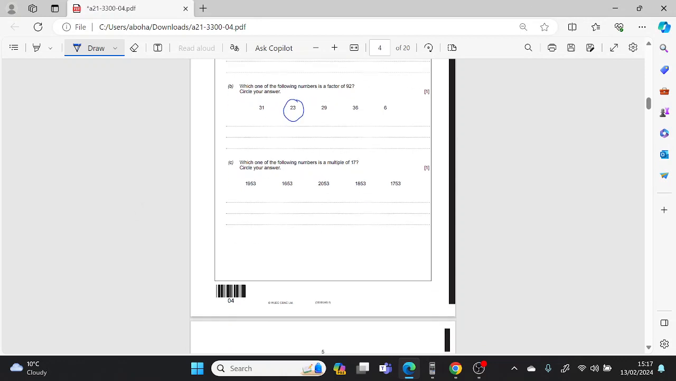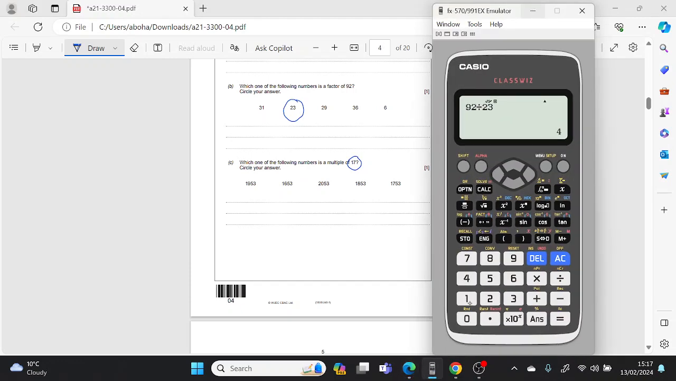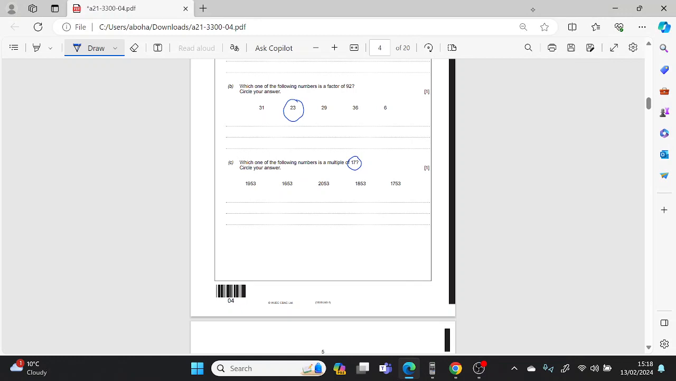Which one of the following numbers is a multiple of 17? And you do the same thing, only this time you're going to divide these numbers by 17 until you get a whole number answer, okay? And I can tell you there will only be one of them, which is 1853 when divided by 17, and the answer is 109. So for example, if you did 2053 divided by 17, well, there you go. It's not a whole number, okay? So the answer to this question here is going to be 1853.